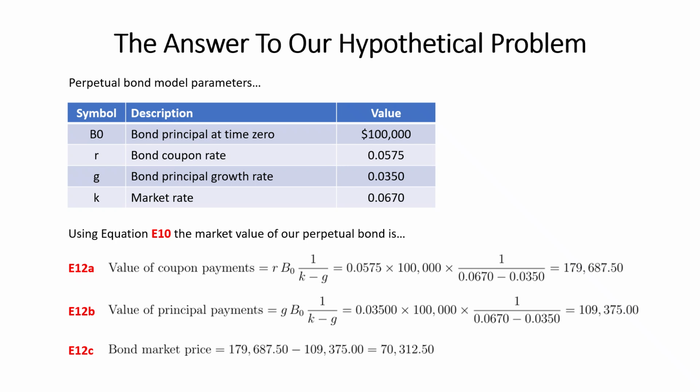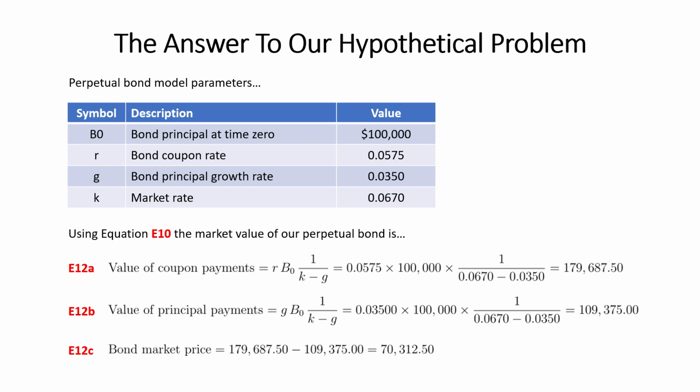So now that we have our equation for perpetual bond value, we can solve our hypothetical problem. If you go back to the beginning of the slide series, you'll see in the table that B subscript 0 is the bond principal at time 0, which is 100,000. The symbol R is the bond coupon rate, which is 5.75%. G is the bond principal growth rate, which is 3.5%. And K is the market rate. This is what the market expects on this perpetual bond, and that's 6.7%.